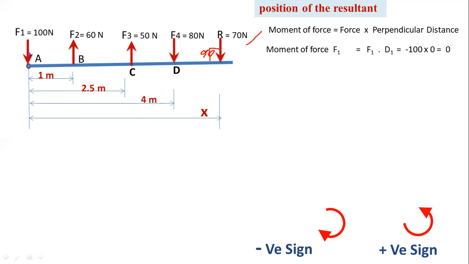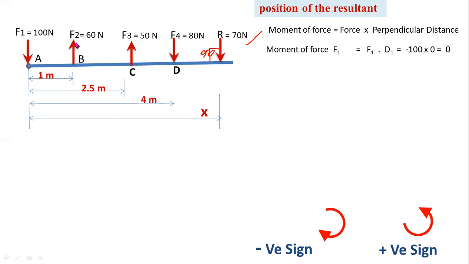Here the force F1 acting at a point, sorry, acting at a point A. There is no distance. So the moment of force about point A, you have to find out the value of moment of force about point A. So this force acting on the same point. So that's why no distance. So 0.